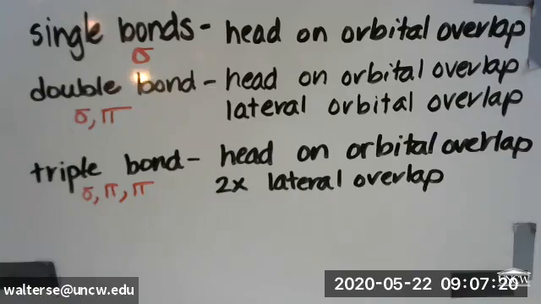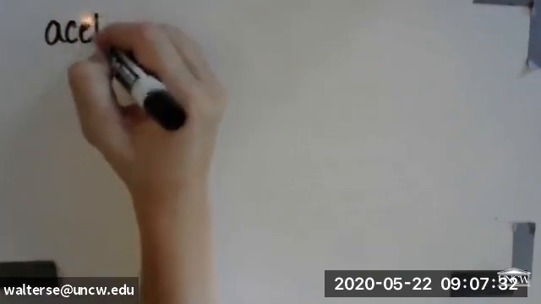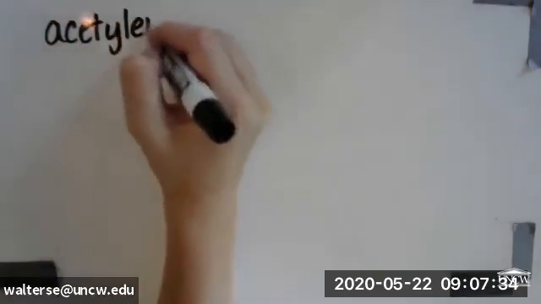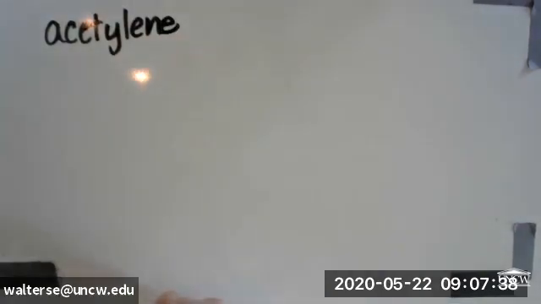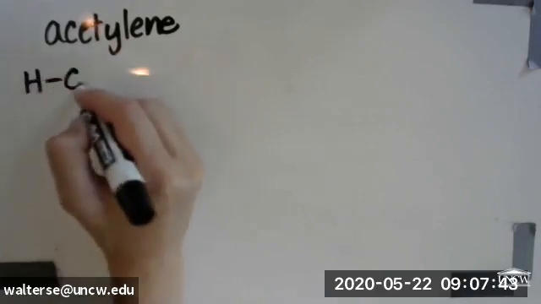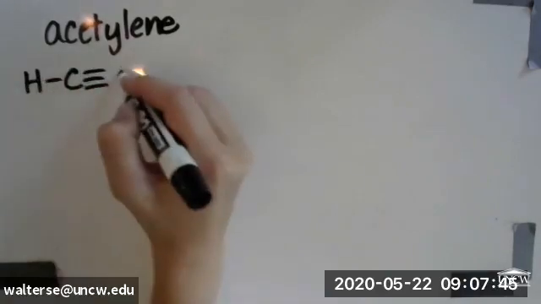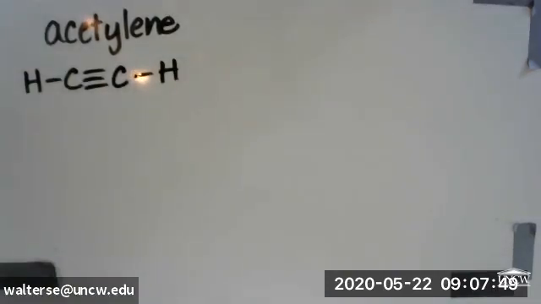Okay, so the last thing we'll do is account for that triple bond in a simple molecule. And so the example we're going to use is acetylene. Acetylene has 2 carbons, 2 hydrogens, like this.